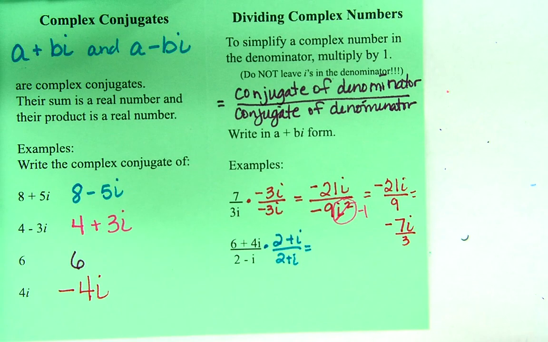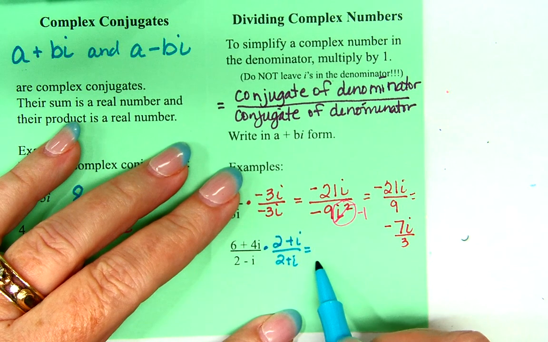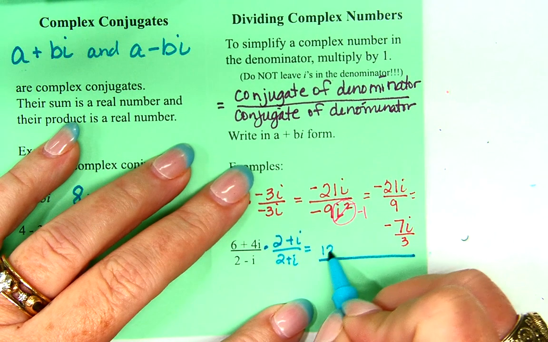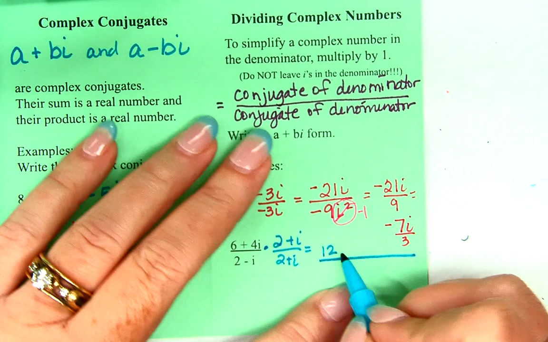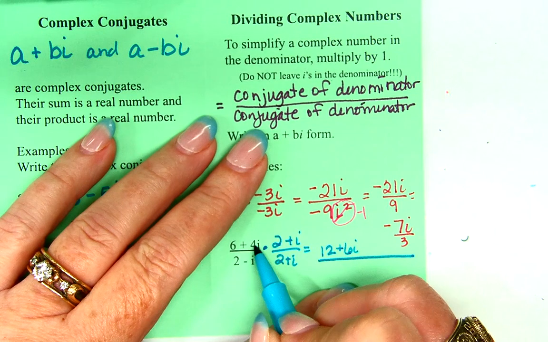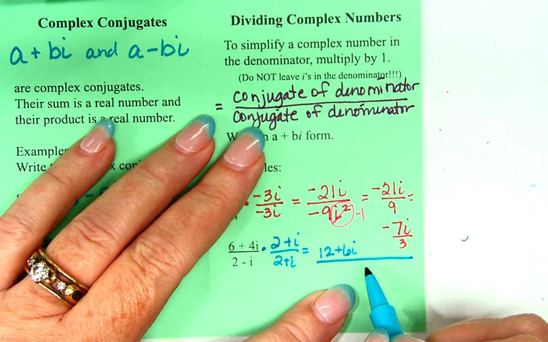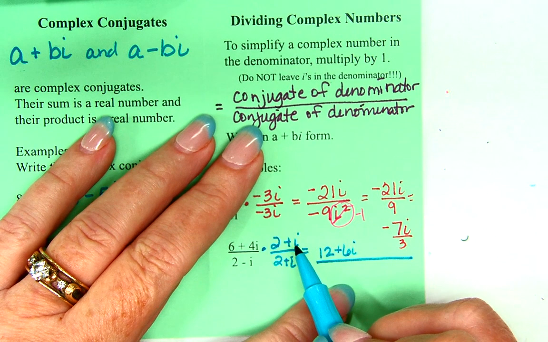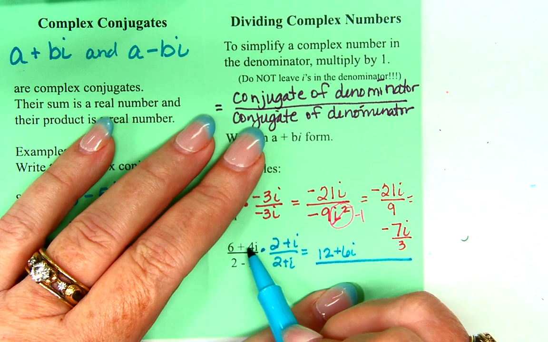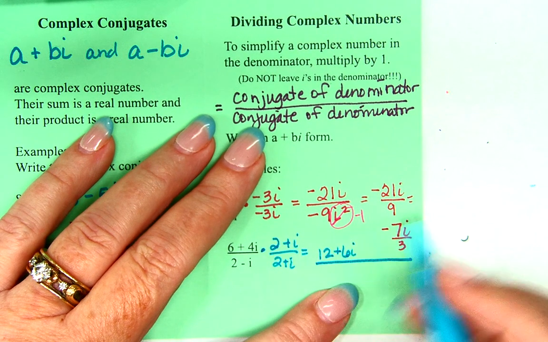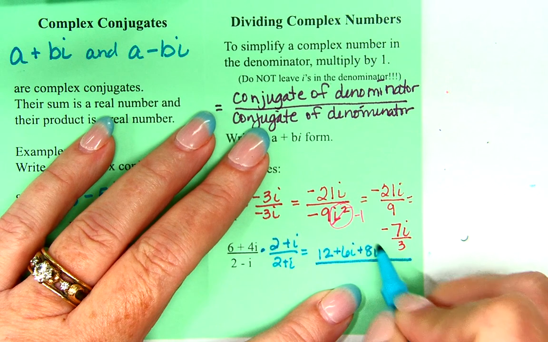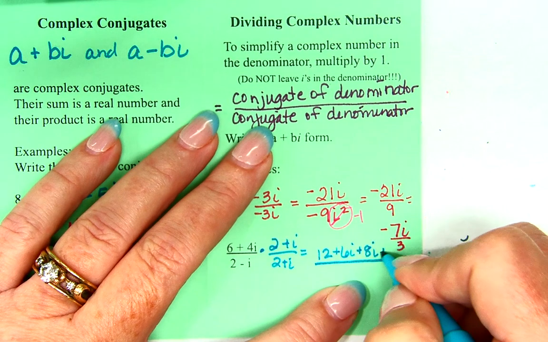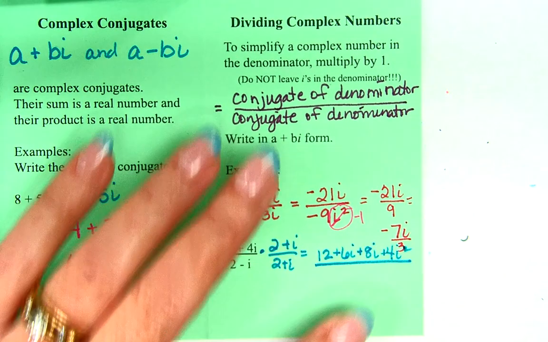Okay? Now I distribute, right? What is 6 times 2? 12. What is 6 times i? 6i. 6 times i is just 6i. There's no other i. There's only one i. Okay. What is 4i times 2? 8i. And what is 4i times i? That's 4i squared, right? So 4i squared.